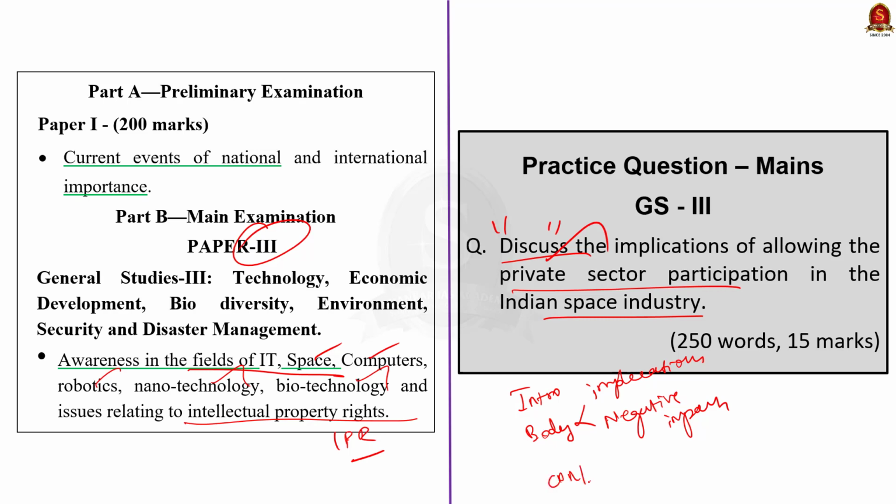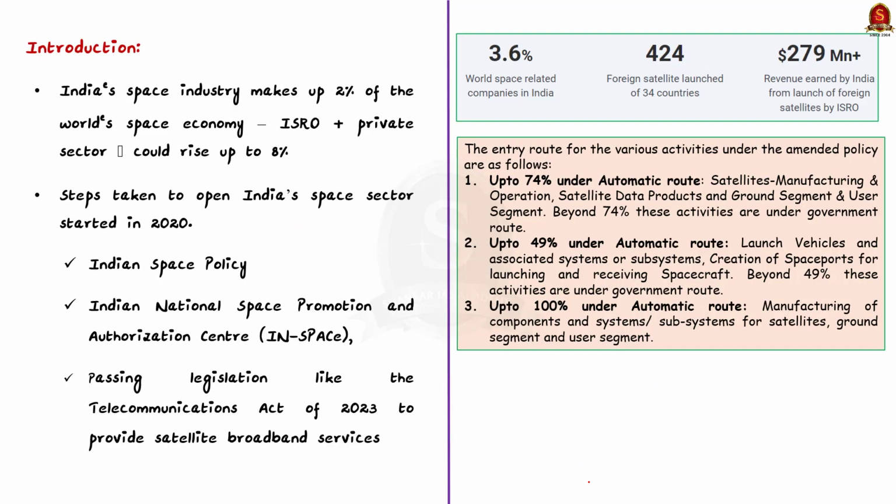Moving on to the introduction part, here you can write that India's space industry makes up 2% of the world's space economy, but with the help from ISRO and diligent work by the private sector, it could rise up to 8%. Space exploration in India has also shifted from being solely the domain of national agencies to involving private sector players. The steps required to open India's space sector to private companies through state-led reforms started in 2020.